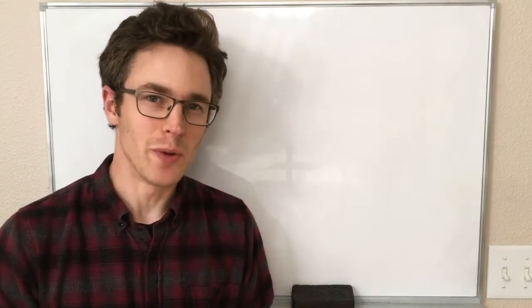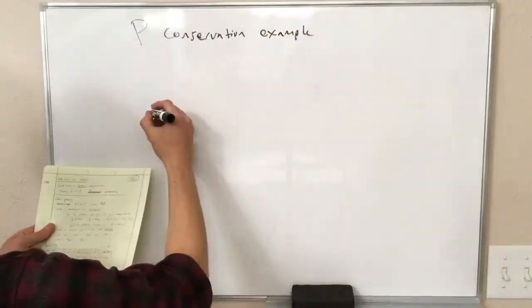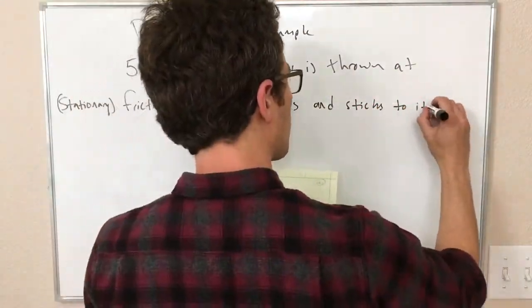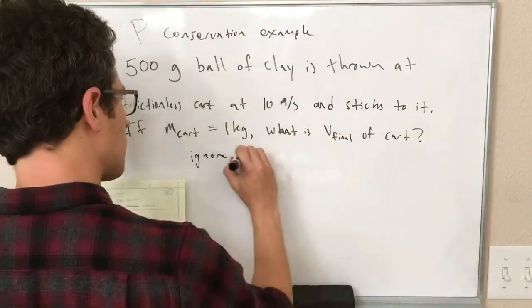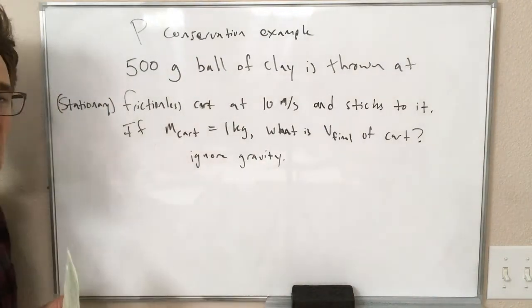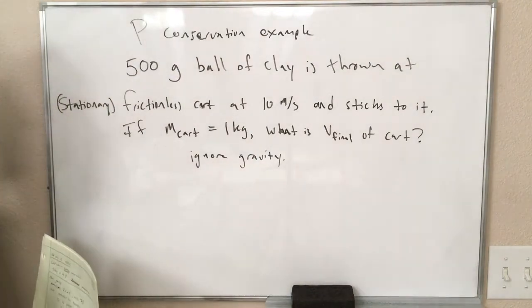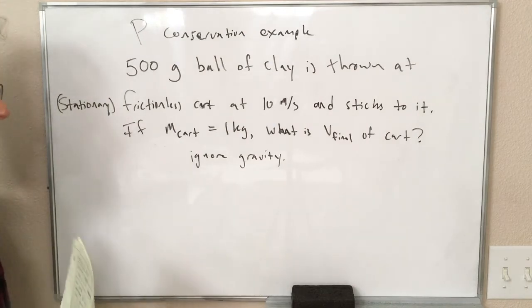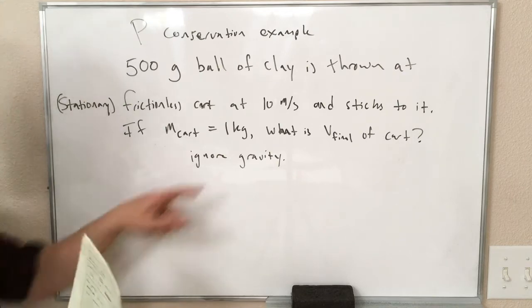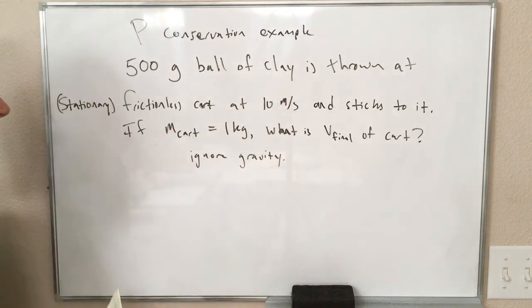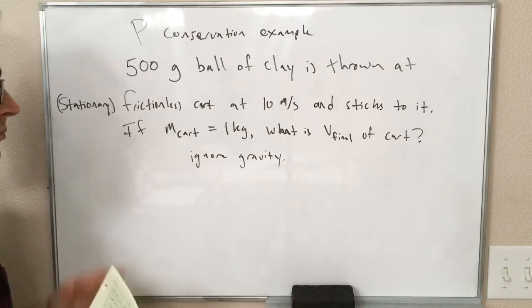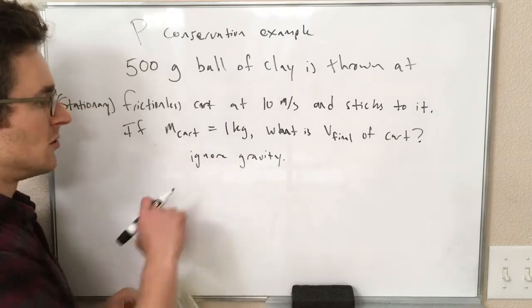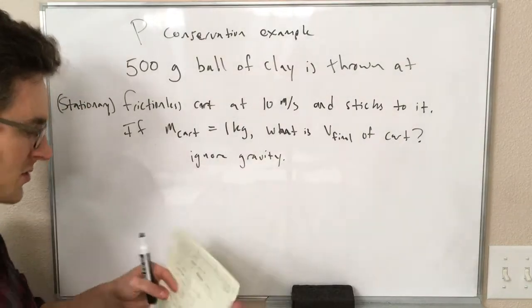All right, let's do an example of momentum conservation. Here's the problem. We'll draw a diagram here in just a second. We have a 500-gram ball of clay that is thrown at a stationary frictionless cart at 10 meters per second. This is the velocity of the throw. And it sticks to the cart. If the mass of the cart is 1 kilogram, what is its final velocity? And you can ignore gravity. That will make this simpler.